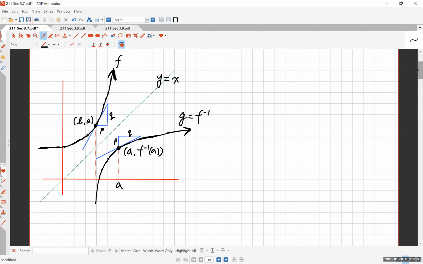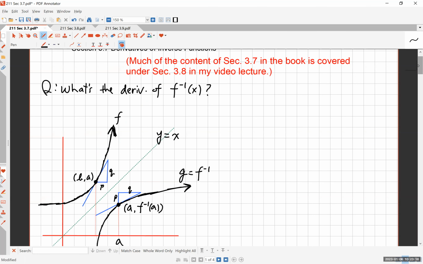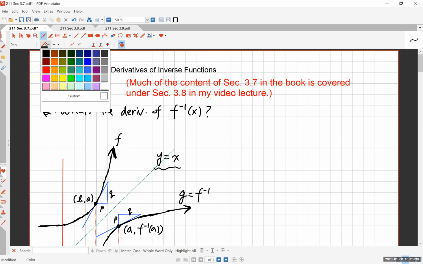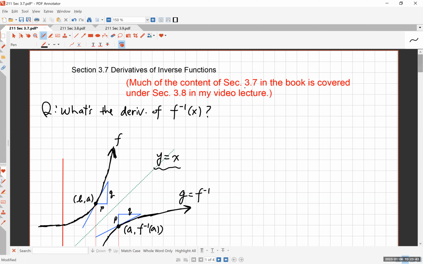Remember that the graphs of the function and its inverse are symmetric to each other with respect to the 45-degree line, y is equal to x. That's because you're switching x and y, and when you switch x and y on the plane, they will give you points symmetric with respect to this line. All right, so the question is this. As I said before in the introduction, much of the content you see in the book under section 3.7 would make a lot better sense after you study implicit differentiation in the 8th section. So I am going to leave a lot of content out of 3.7, but don't worry, I will cover everything you need to know under 3.8.